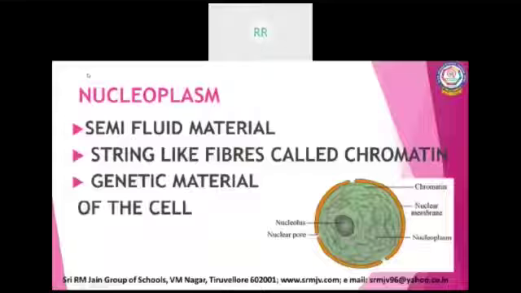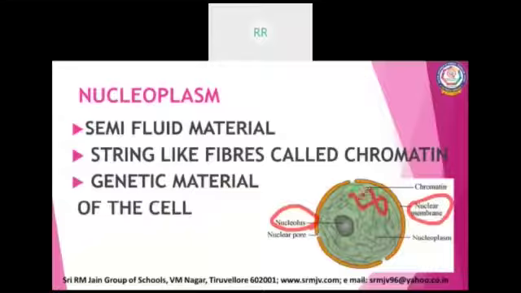Nucleoplasm. It is the semi-fluid material present in between the nuclear membrane and the nucleolus. It consists of string-like fibers called chromatin. The chromatin carries the genetic material of the cell.